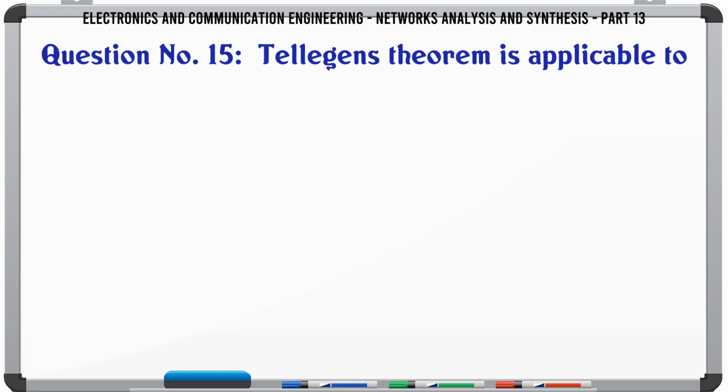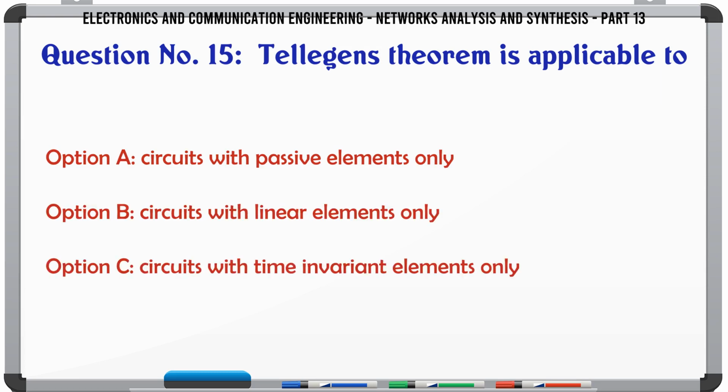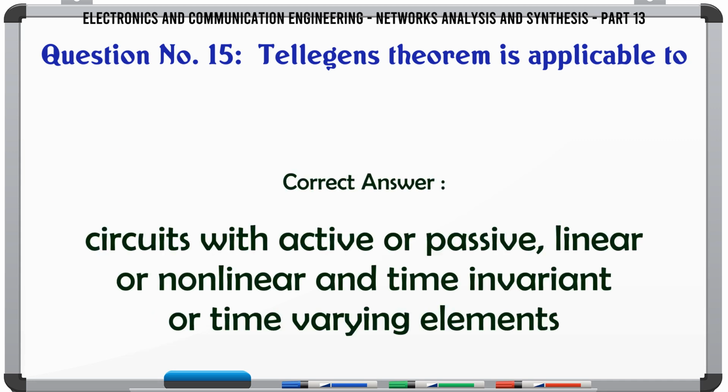Tellegen's theorem is applicable to A. Circuits with passive elements only. B. Circuits with linear elements only. C. Circuits with time-invariant elements only. D. Circuits with active or passive linear or nonlinear and time-invariant or time-varying elements. The correct answer is circuits with active or passive linear or nonlinear and time-invariant or time-varying elements.